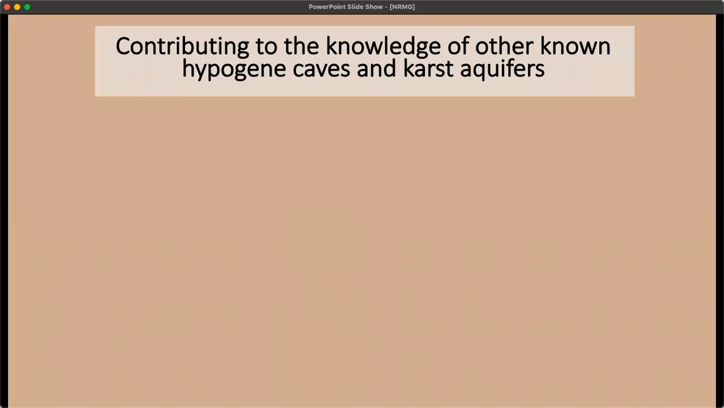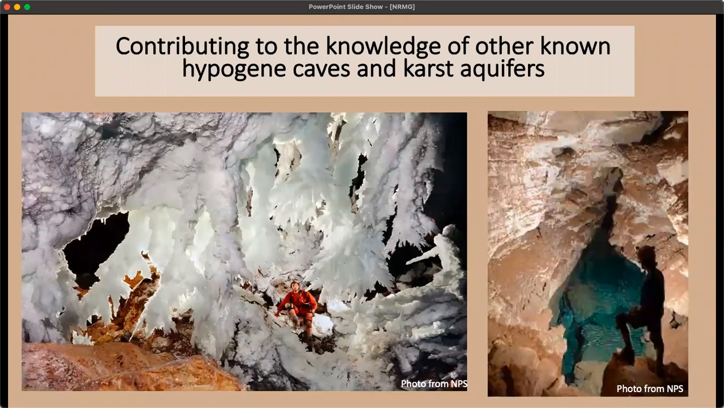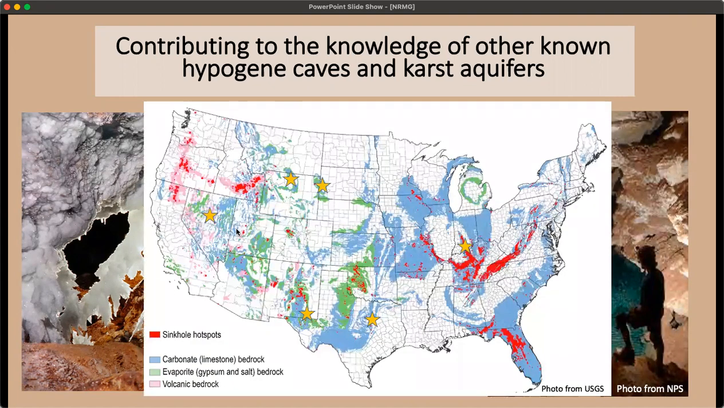So, contributing to the knowledge of other hypogene caves and karst aquifers, my hypothesis was that hypogene caves exist in Grand Canyon. Only in the last century has hypogene speleogenesis been considered a fundamental karst process. Hypogene caves have historically been misinterpreted, so new research and identification is critical for adding to the knowledge base. So we can better understand places like Jewel Cave, Wind Cave, Lechuguilla, Carlsbad, and now Double Bopper.